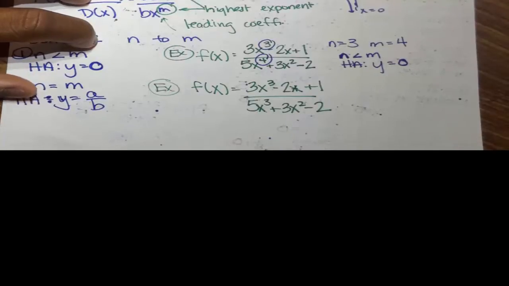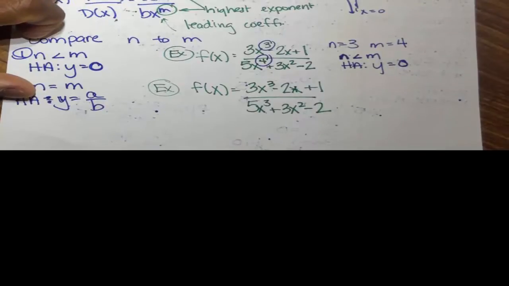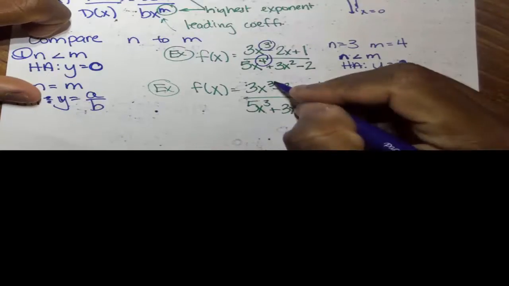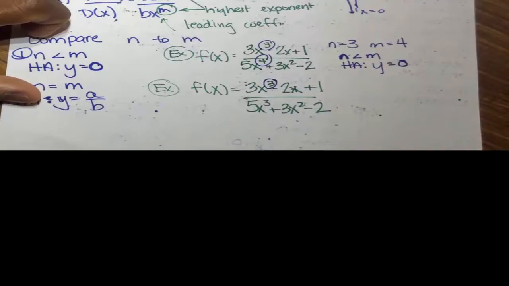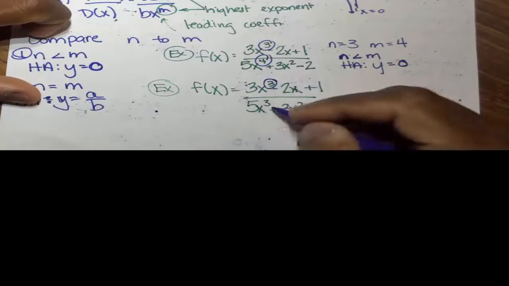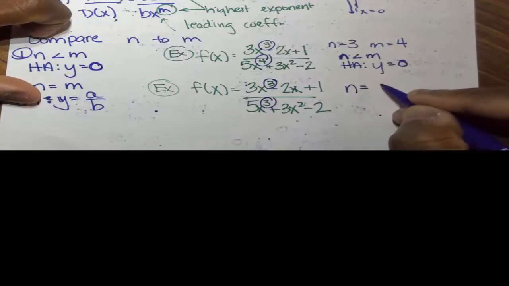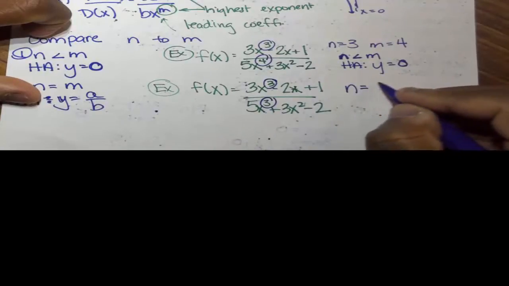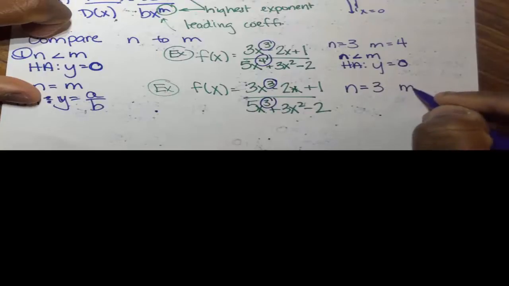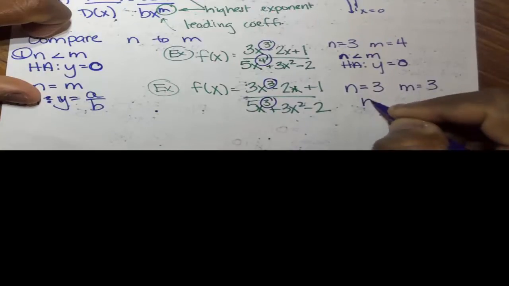This time, when I compare your leading coefficients, first off, are they in standard form? Is it in standard form at the top? Yes. What's the highest exponent at the top? 3. Is it in standard form at the bottom? What's the highest exponent at the bottom? 3. So what is n equal to? What is the top exponent, n? 3. What is m equal to, the bottom exponent? 3. So when you compare them, n is equal to m.